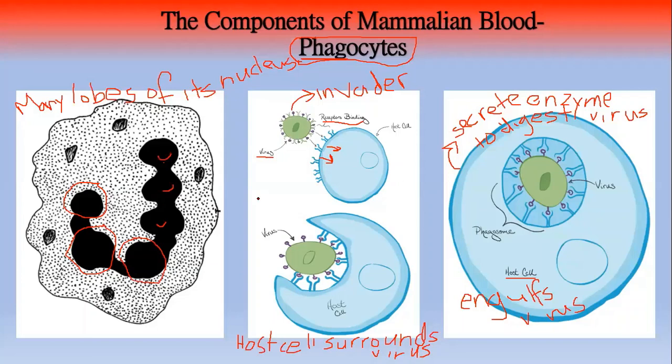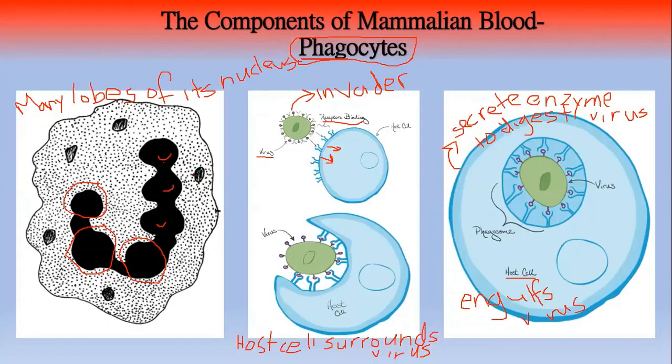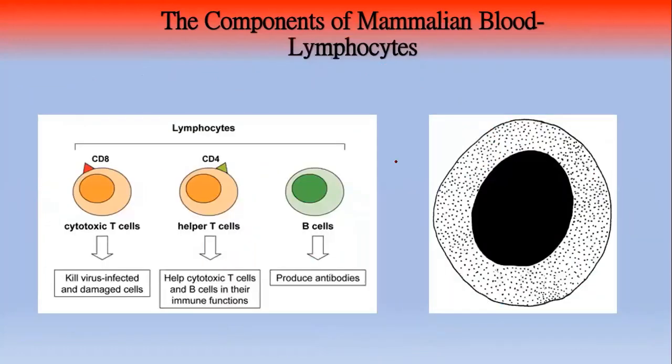The red blood cell, remember, has no nucleus. So we go from no nucleus to multiple lobes of the nucleus in the phagocyte. And then the lymphocytes have one large nucleus. Almost the entire cell is comprised of the nucleus. And there are different types of lymphocytes.